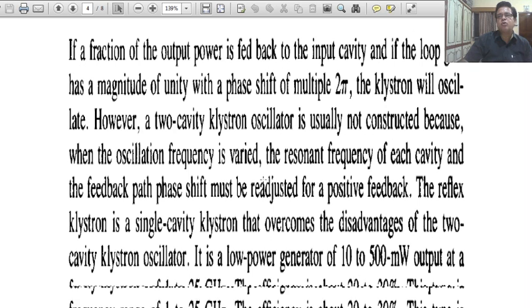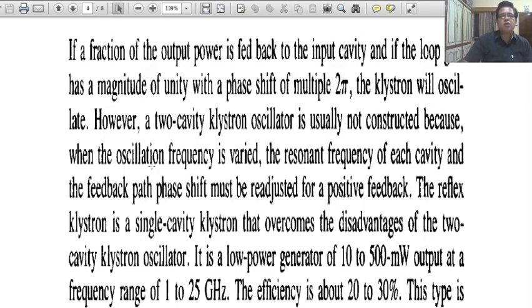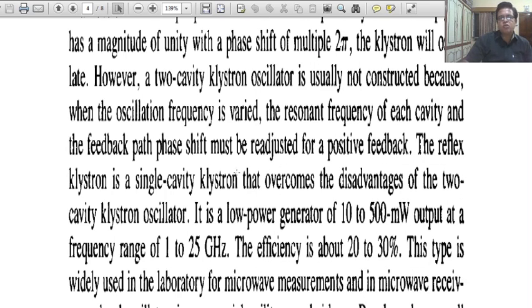However, a 2 cavity klystron oscillator is usually not constructed, because when the oscillation frequency is varied, the resonant frequency of each cavity and the feedback path phase shift must be readjusted for a positive feedback. That is a very important point, why this cannot happen in the case of 2 cavity klystrons. The reflex klystron is a single cavity klystron that overcomes the disadvantage of the 2 cavity klystron.